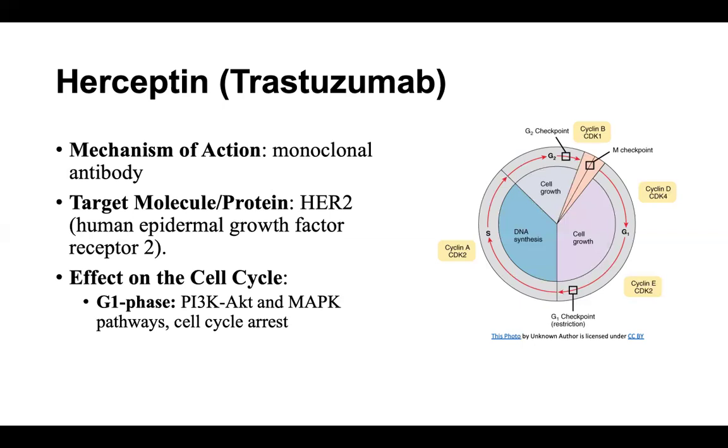So HER2 signaling normally promotes cell proliferation through downstream pathways, but Herceptin blocks these signals, leading to a decrease in cell proliferation. Herceptin also can induce cell cycle arrest in the G1 phase by preventing the activation of cyclin-dependent kinases, or CDKs, required for their transition into the S phase.